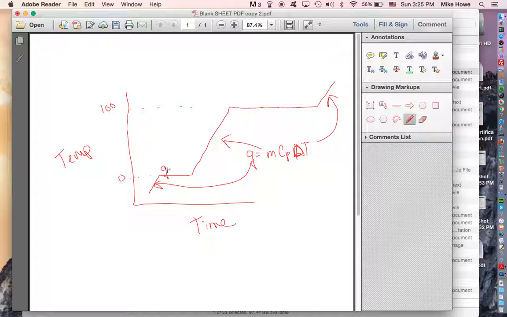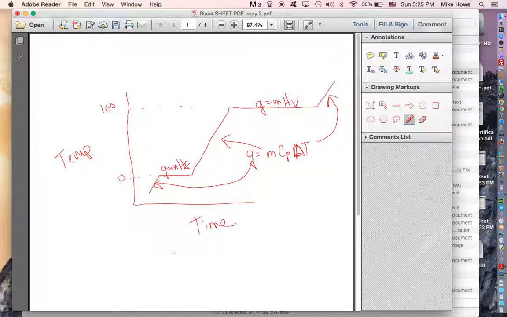Here where the water was melting, it was Q is equal to mHF, and where water is boiling, the quantity of heat was equal to mass times heat of vaporization. So 3 equations: boiling, melting, or freezing, because if you're going right to left it's freezing. And then this equation is anytime there's a temperature change, you use it.